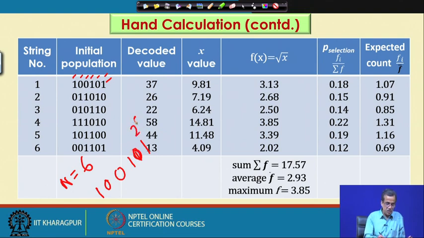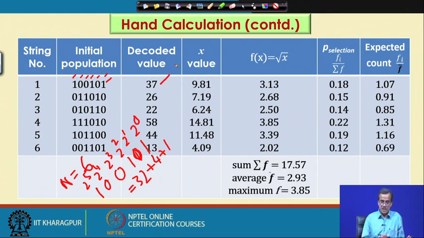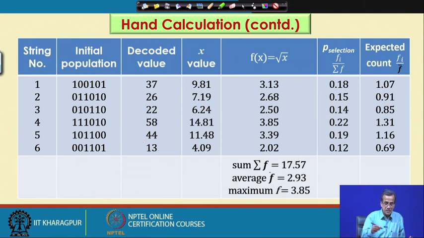The place values are 2 raised to the power 0, 2 raised to the power 1, 2 raised to the power 2, 2 raised to the power 3, 2 raised to the power 4, 2 raised to the power 5. So, 2 raised to the power 5 is 32, plus 2 raised to the power 2 is 4, plus 2 raised to the power 0 is 1. So, 32 plus 4 is 36, plus 1. I get the decoded value as 37.